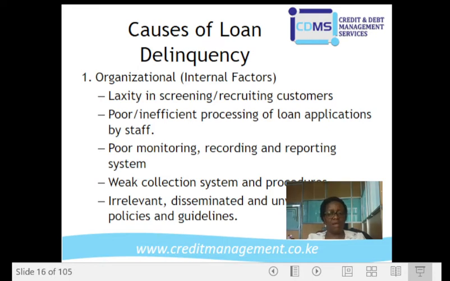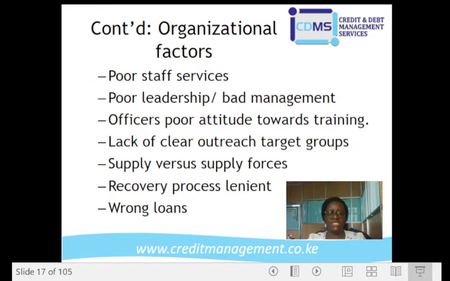I interact with a number of clients, and sometimes you ask some staff, have you seen or have you interacted with your credit policy or procedure? And the answer I get is, I have never seen it. I know it is there, I have never seen it. So that also leads to what we are calling delinquency.